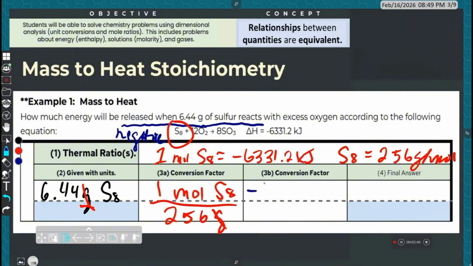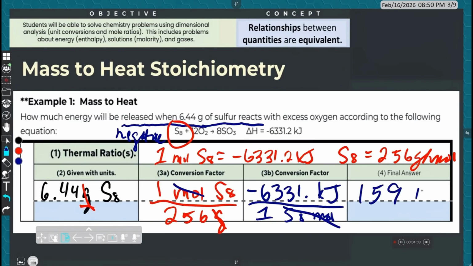Because I want energy to be a part of the final answer, I need to put that ratio on top. And the 1 mole of S8 on the bottom. So the 1 mole of S8 will cancel out. And so the total amount of energy that is produced will be 6.44 times the negative 6,331 divided by 256. And you will get approximately negative 159 kilojoules of energy from 6.44 grams of sulfur reacting.